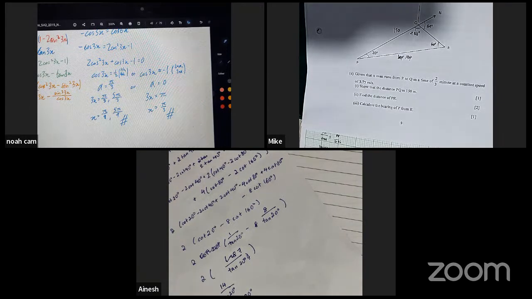160 is 8 times 20. You can just factorize the 8 out. That's what you're thinking.